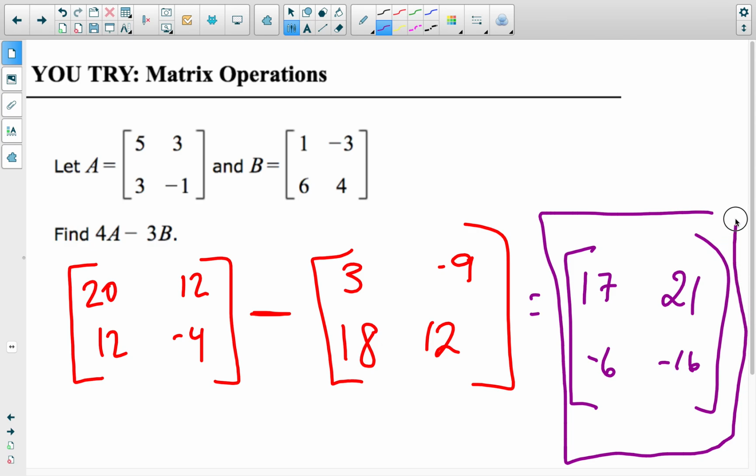That's kind of a pitiful bracket right here. This should be a more firm corner bracket.